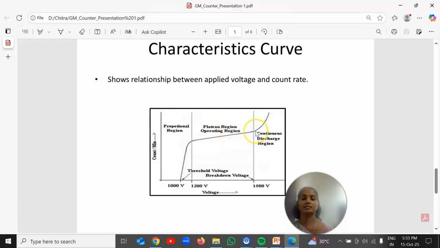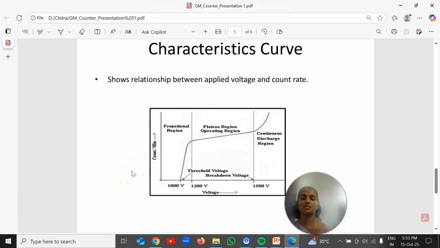And next, beyond a certain voltage, even for a very small increase in voltage, the tube will break. So this region is to be avoided. The tube should not be worked in this region. Only the plateau is the recommended working region. So that's all about the GM counter.